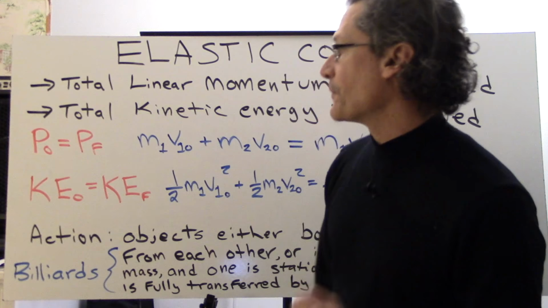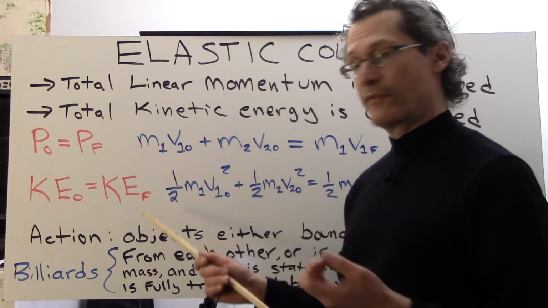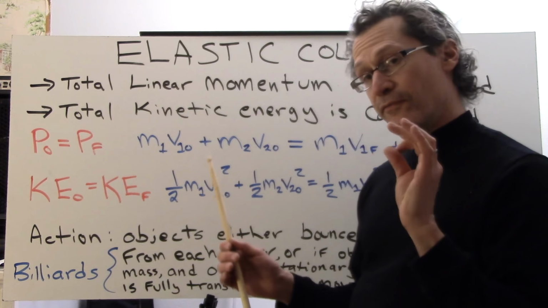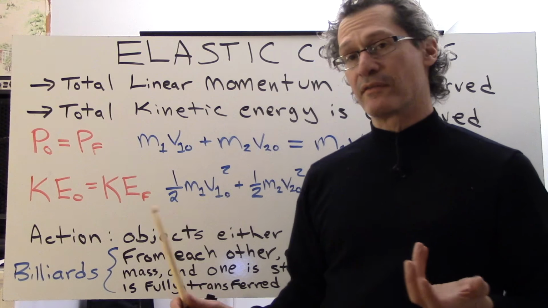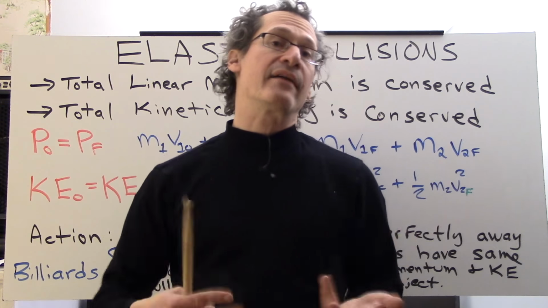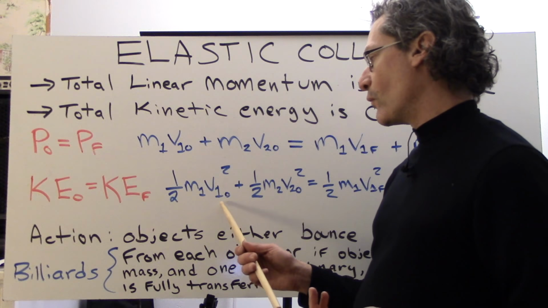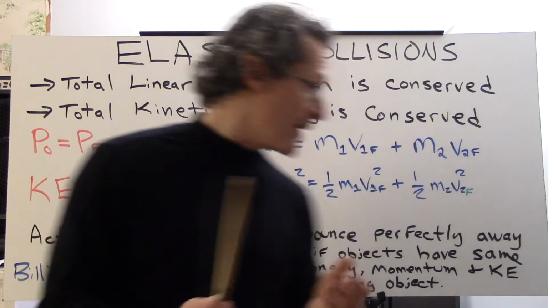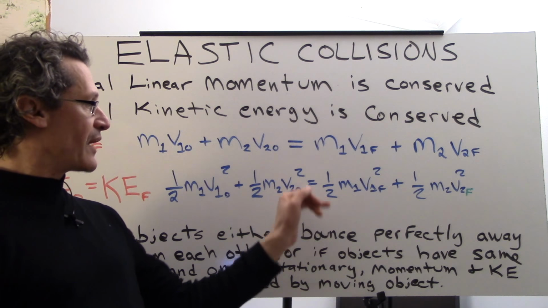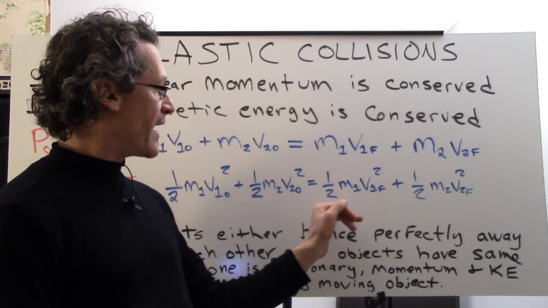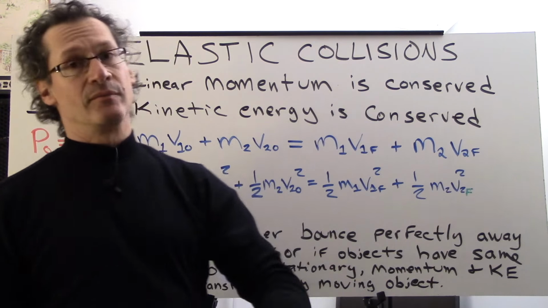Now for kinetic energy. Kinetic energy naught equals kinetic energy final. Original equals final. And the relationship between kinetic energy and the variables of mass and velocity, as we remember, is 1/2 mv squared. So we've got 1/2 m1 v1 naught squared plus 1/2 m2 v2 naught squared equals 1/2 m1 v1 final squared plus 1/2 m2 v2 final squared.